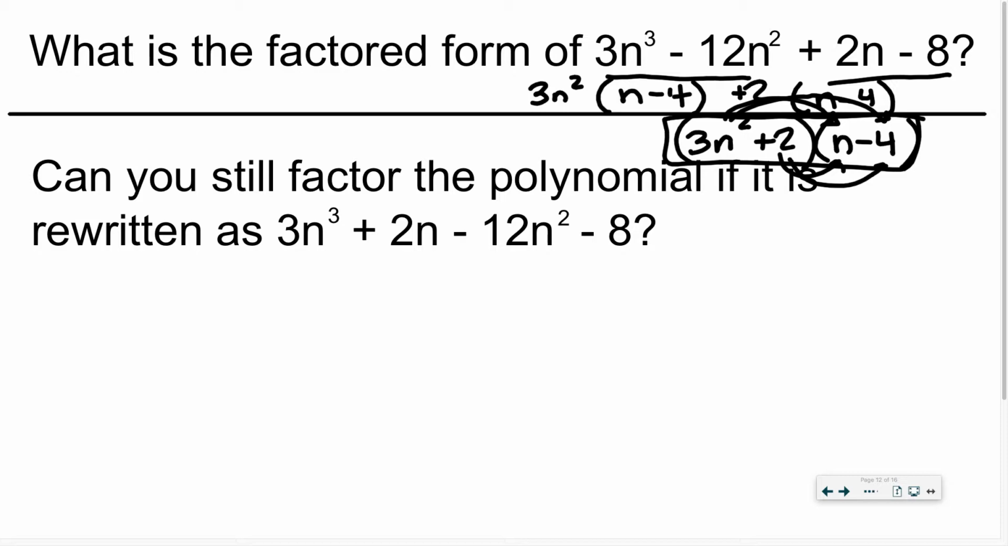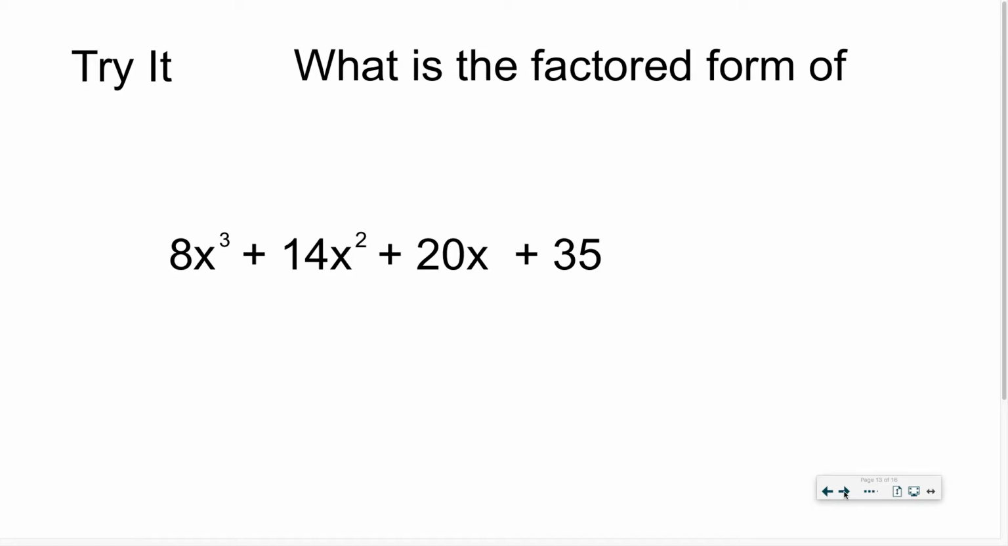You're going to try one before we transition to some practice. 8x cubed plus 14x squared plus 20x plus 35. The same way that we did the other examples. How could you factor by grouping?